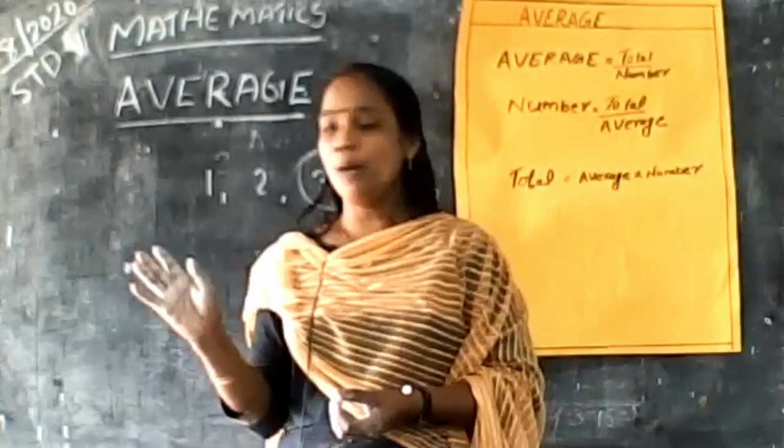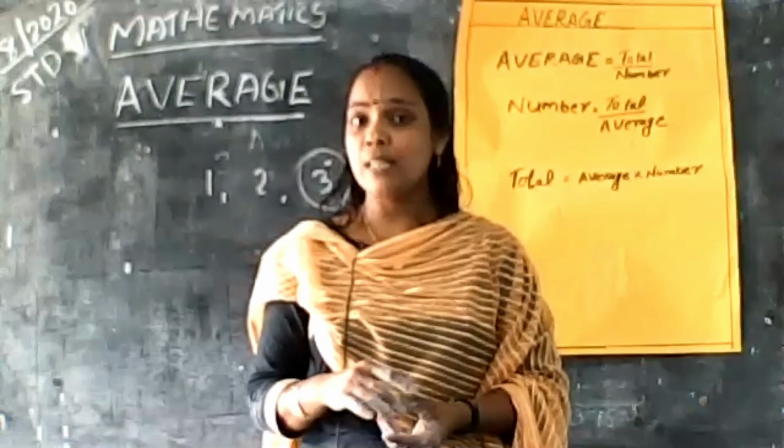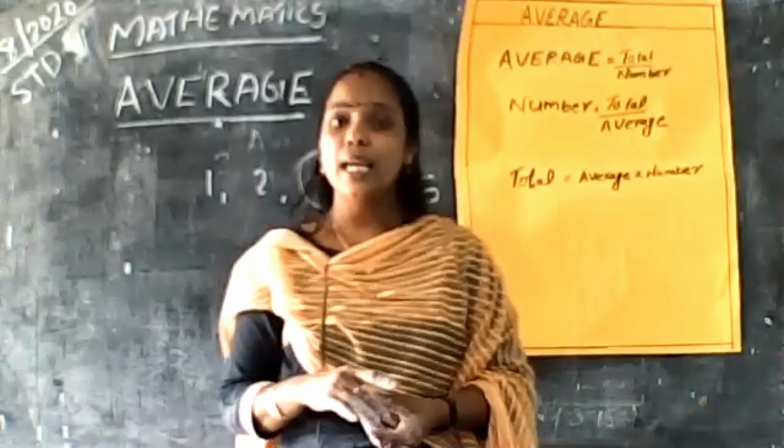Listen to the word consecutive numbers. What do you mean by consecutive? Consecutive means continuous numbers. Don't forget that word. In this chapter, that word is used many times. If a set of consecutive numbers is given and you want to find the average, the middle number and average are the same.